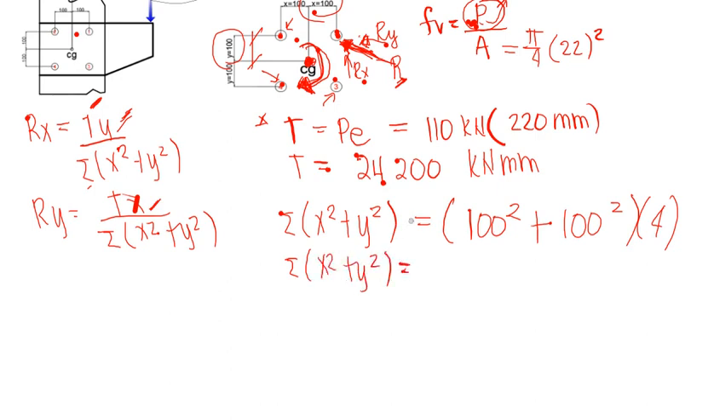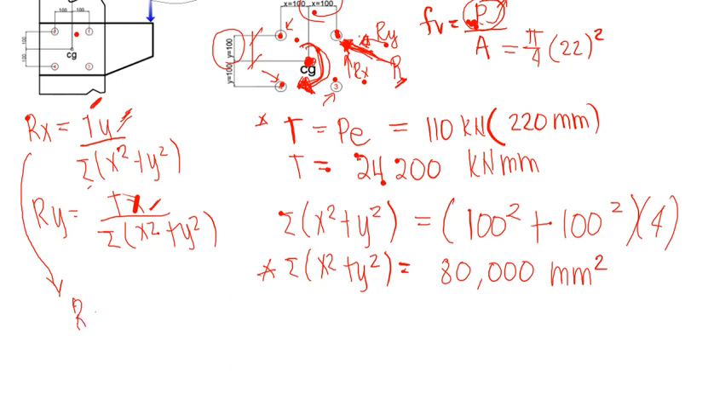That is equal to 80,000 mm squared. So, yan na yung value natin ng summation x squared plus y squared. So, meron na tayong value ng t, meron na tayong value ng summation x squared plus y squared. Makukuha na natin yung value ng rx. So, you just have to substitute yung value natin.